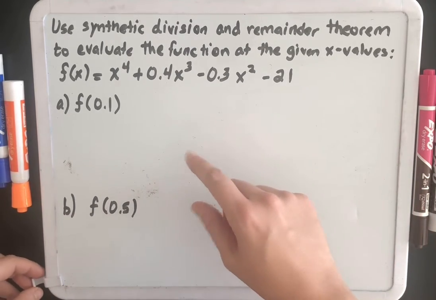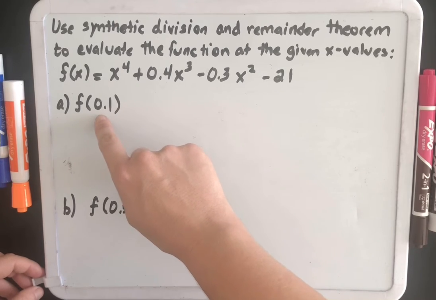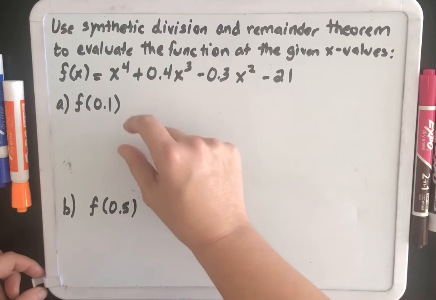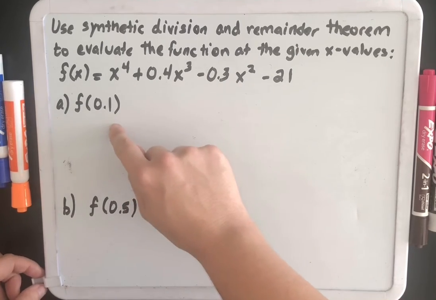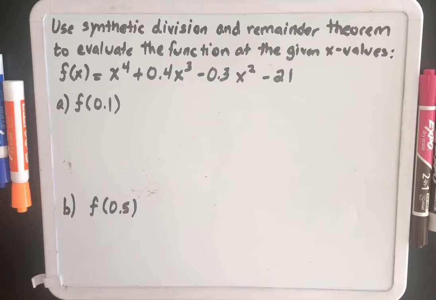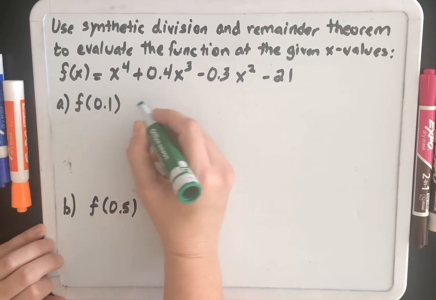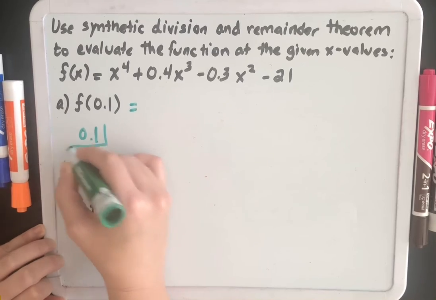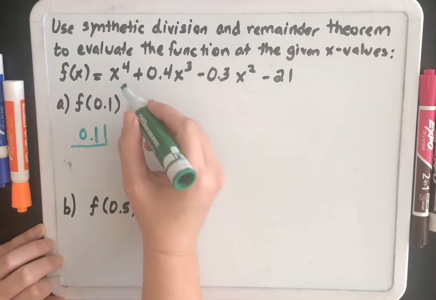So for the same idea here, if we wanted to plug in a number like 0.1 into the function, another way of evaluating the function would be to do synthetic division with 0.1 as the a in that case. So for example, in order to do this, I could put 0.1 in my little synthetic division box, and I could remember how to do synthetic division.